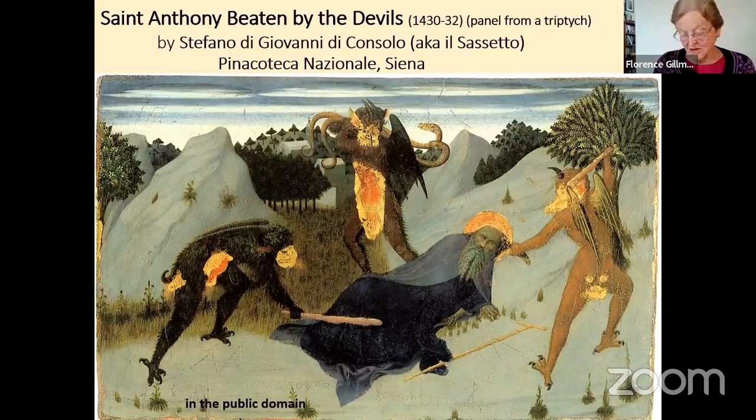Okay, now moving on, another painting by Sassetta, this one in Siena, is Anthony beaten by the devils. And here you see represented what's very much a part of Anthony's story. Because he's alone, he's in the dark, he's cold, he's hungry, he's perhaps hallucinating. He has these awful experiences of devils constantly attacking him and tempting him to do all kinds of things. So this becomes a very big motif in paintings about him.